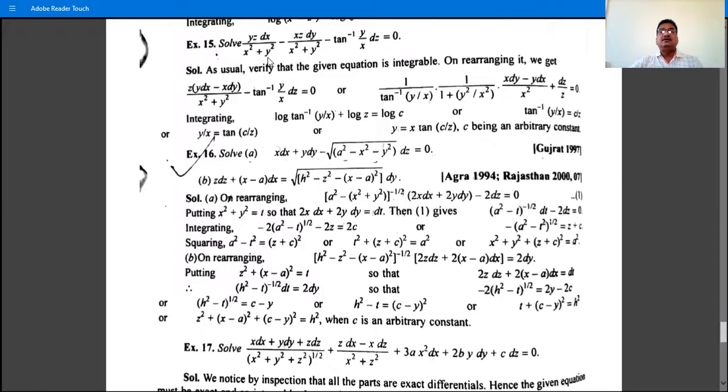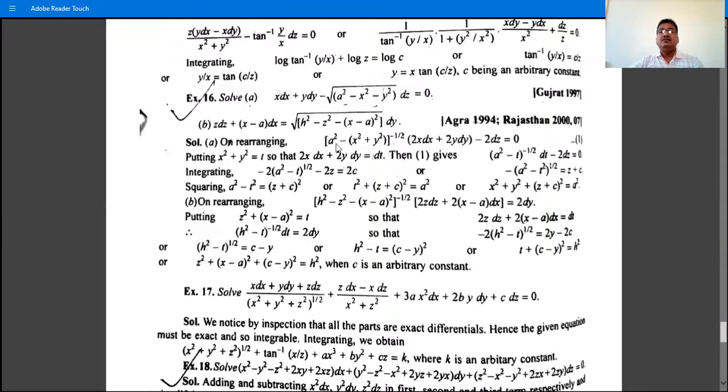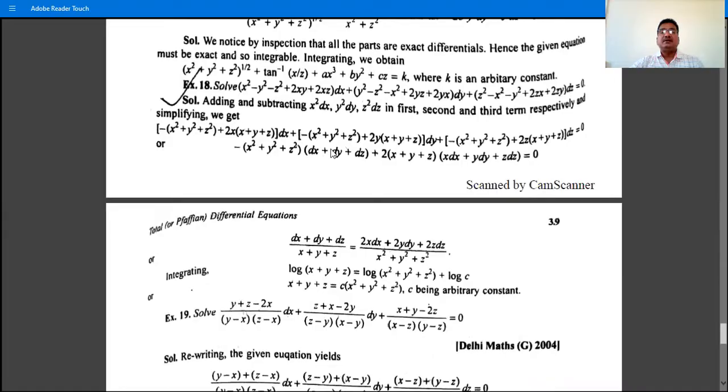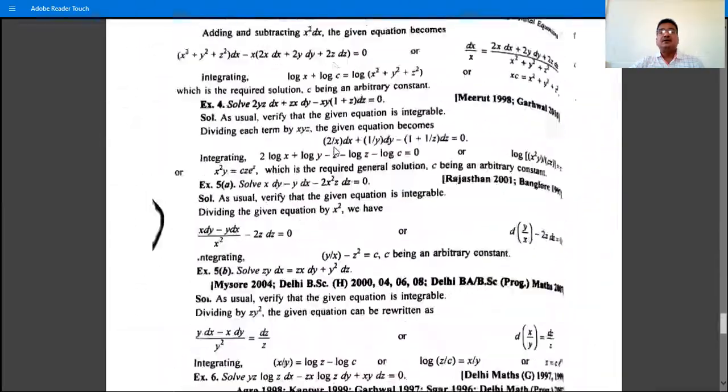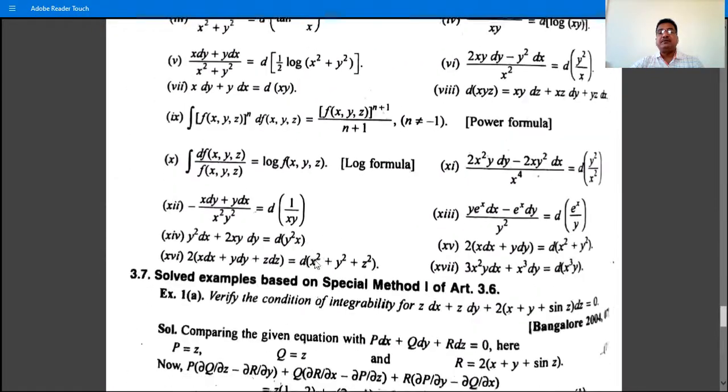So this is the example, that is dividing by x square plus y square. Adding these first two terms, then take z as common and then dividing by z, we have this, and this x dy minus y dx by x square is a derivative of log tan inverse y by x. So use the tricks, all these tricks, these formulas to obtain the solution of the Pfaffian differential equation.